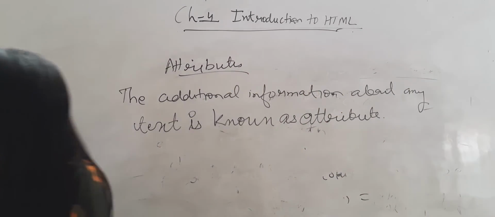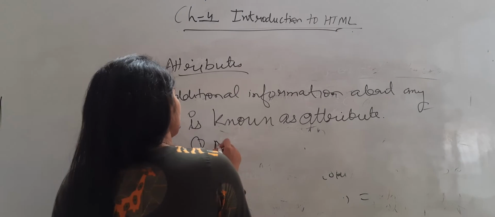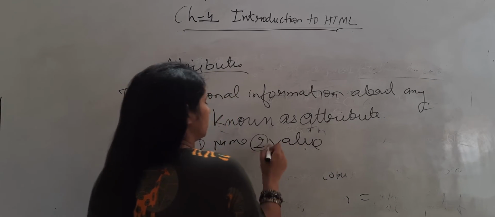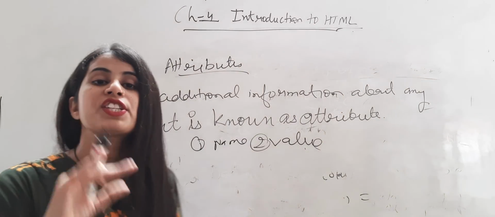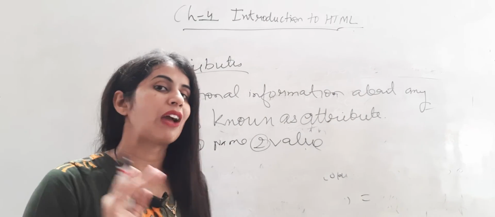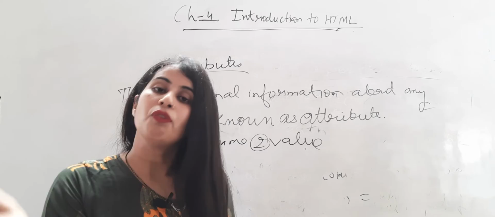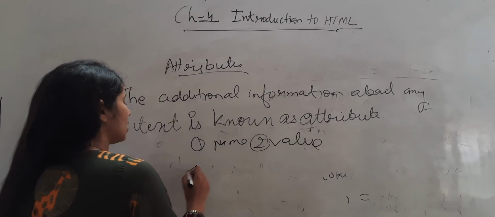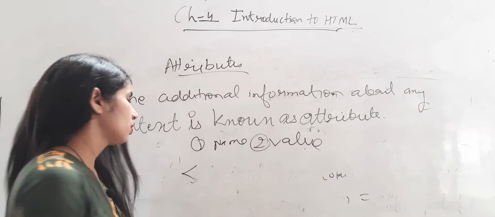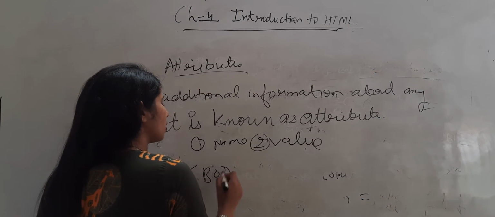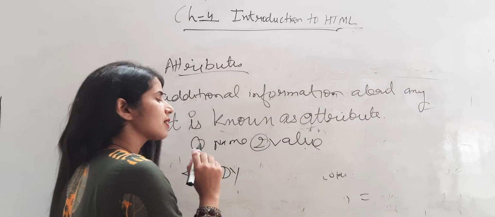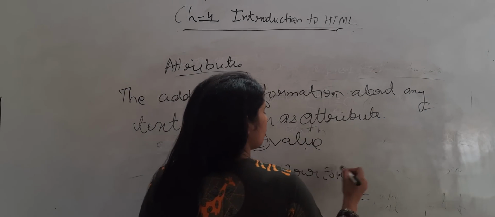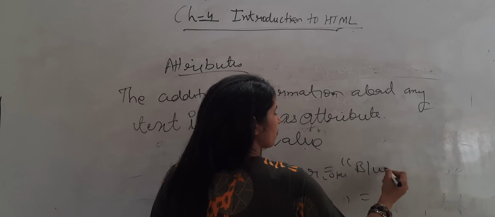Attribute has two things. The first is name, the second is value. Name means which attribute we are using, and value means which value we are using for that attribute. Example, I change the background color. Background color we always apply inside the body tag. So body BG color. So here I have used blue color.